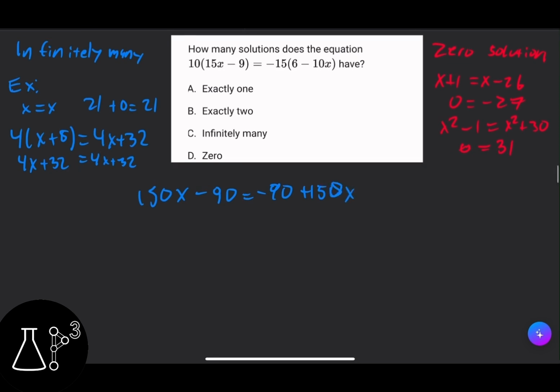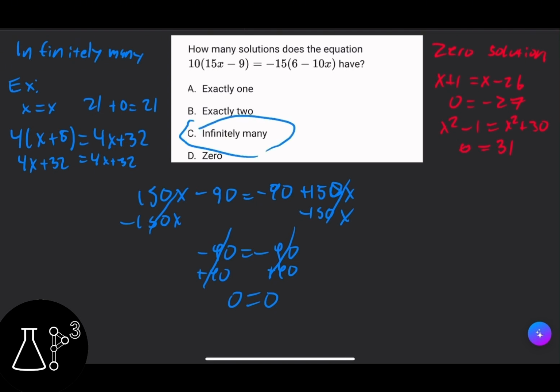And as we can see, both sides equal each other, because if I subtract 150x on both sides, the x's cancel out, so I'm left with negative 90, which equals negative 90. And if I add 90 on both sides, they cancel out with 0 equals 0, and both sides equal the same, so the answer is infinitely many. And this is why I went through infinitely many and 0 solutions, so you guys can understand. So when you realize two parts in an equation equal the same on the left and the right, you can assume, hey, it's infinitely many solutions.